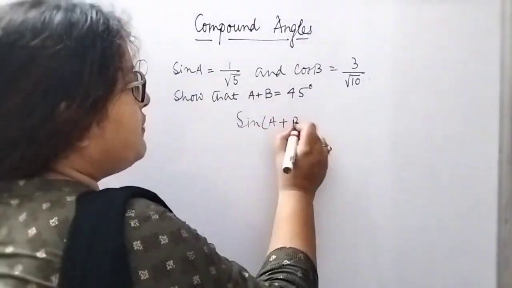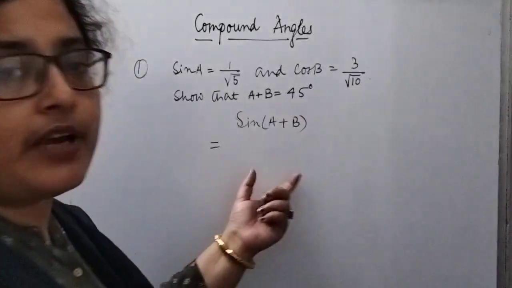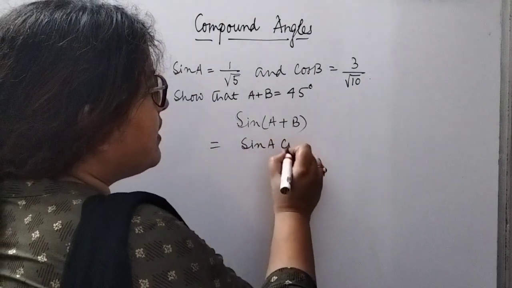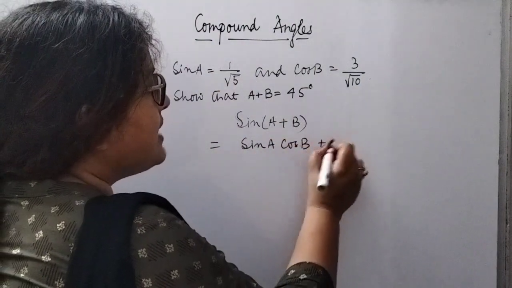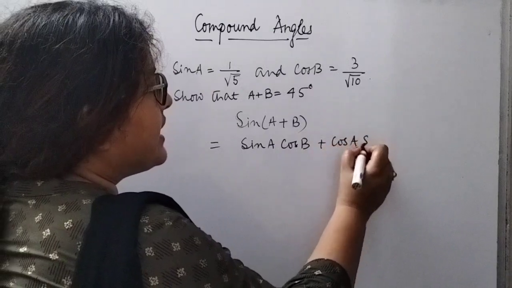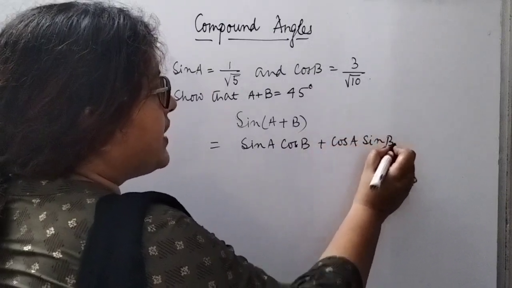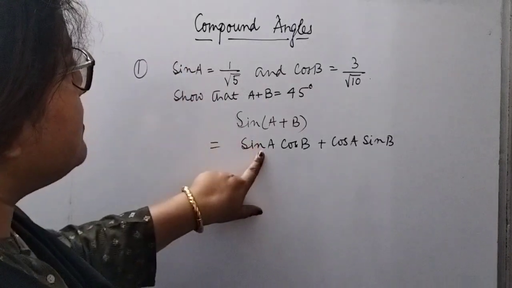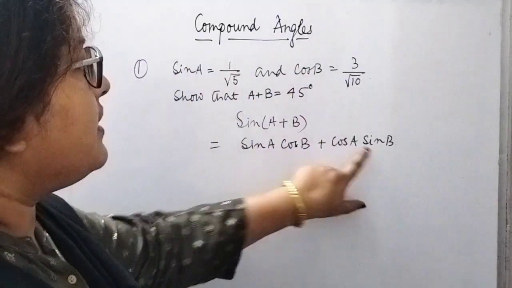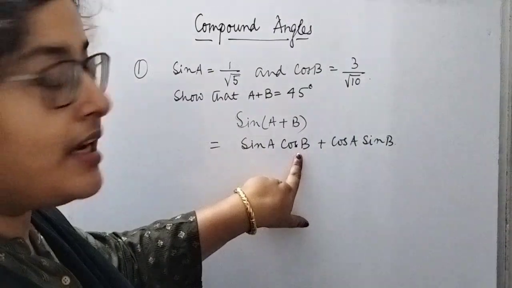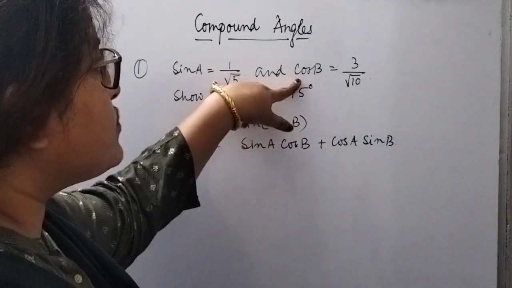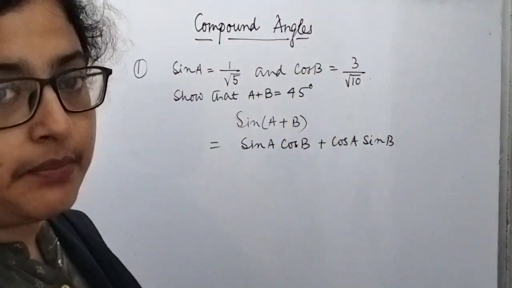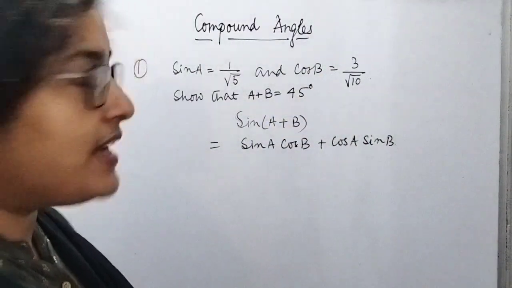Now let's see, what do we find here? We know sine of A plus B means sin A cos B plus cos A sin B. Now look, the value of sin A is given and cos B is also given, right? So from these two given values, we can easily find out the value of cos A as well as of sin B, right? So let's find these values.